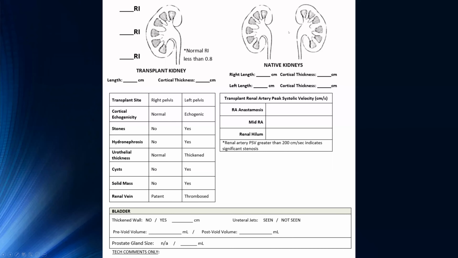So if you haven't already seen it, this is the revised renal transplant worksheet that can be used for these assessments, and includes spots to record those various RI measurements, as well as the peak systolic velocities in the renal artery.